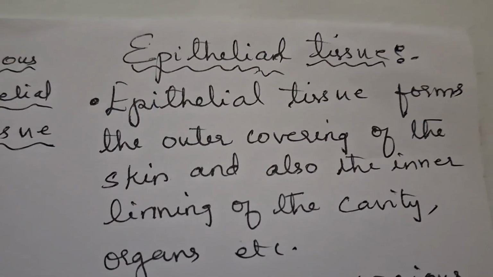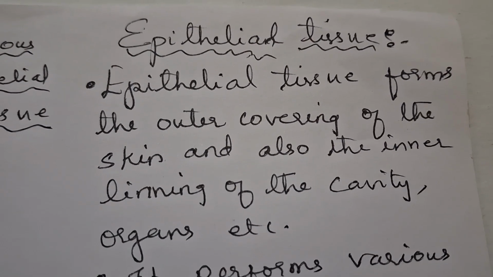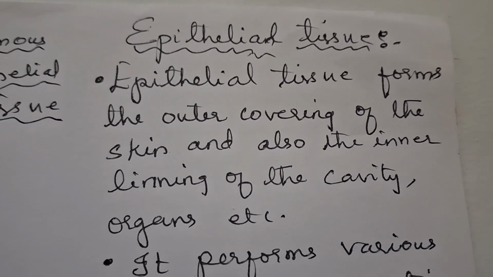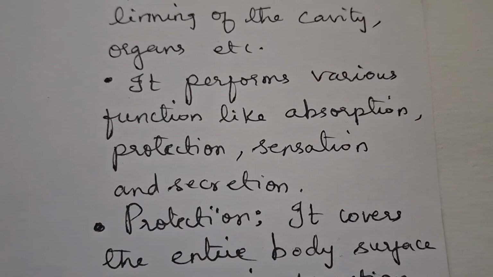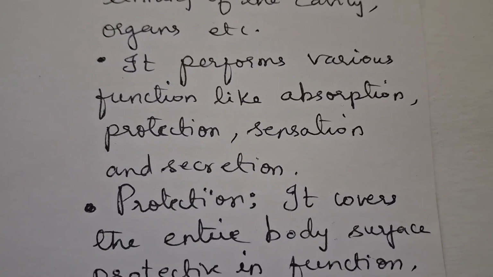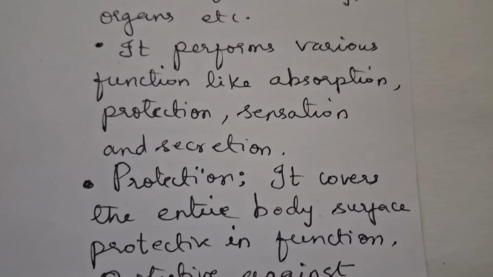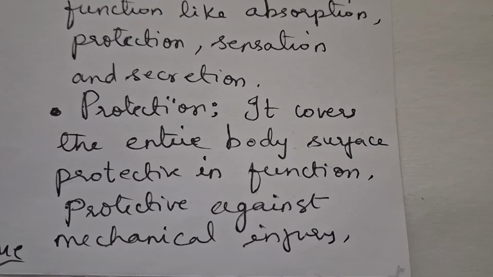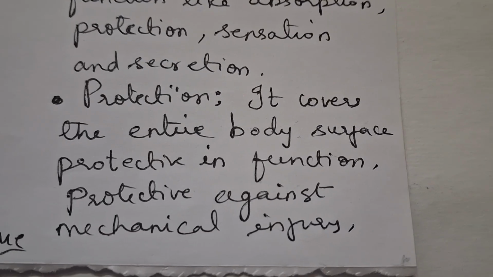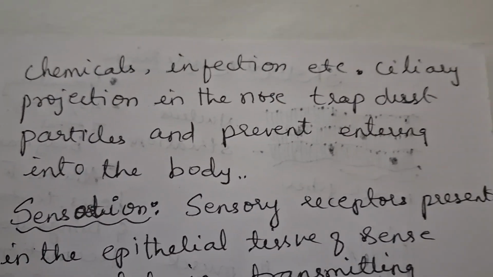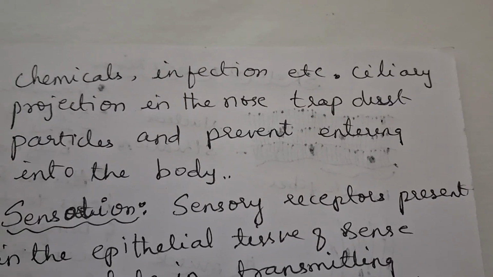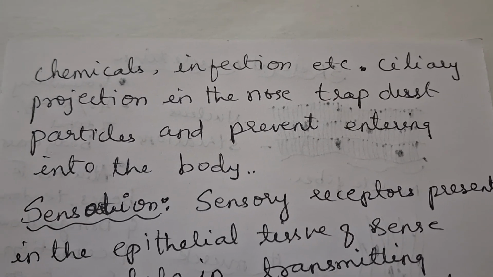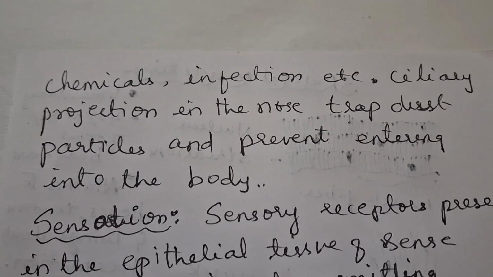So we'll see what epithelial tissue is. Epithelial tissue forms the outer covering of the skin and also the inner lining of the cavities, organs, etc. It performs various functions like absorption, protection, sensation and secretion. Under protection: it covers the entire body surface, and is protective against mechanical injury, chemicals, infection, etc. Ciliary projections in the nose trap dust particles and prevent them from entering our body. These are the points under protection.